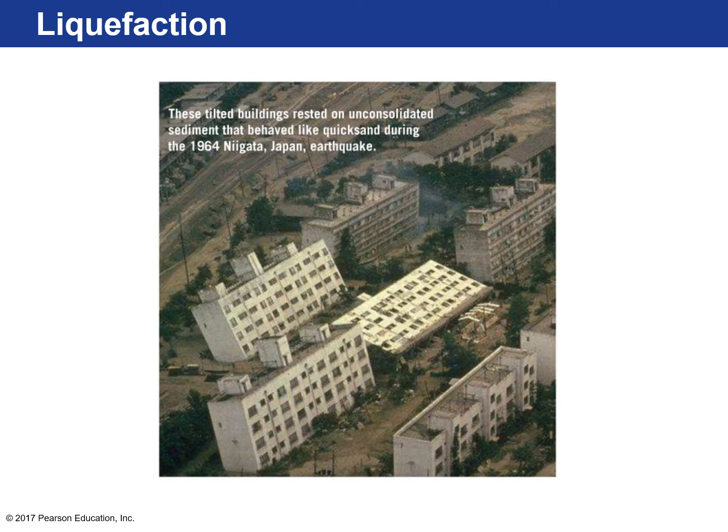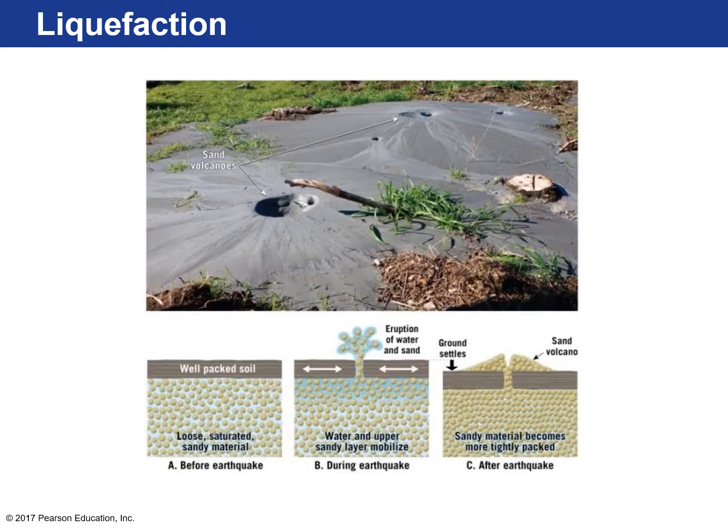Anyways, here are some buildings in Japan that were built on soft sediment. The seismic waves were amplified as a result of that, and these buildings just toppled over. It's pretty crazy. All right, and liquefaction also causes little sand volcanoes to form. Here's your loose, saturated, sandy material, and when there's earthquake shaking, that stuff can rupture upwards, and all this water can spew out with some sand, and then you're left with a little sand volcano.